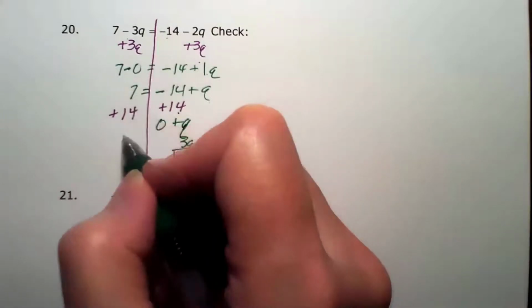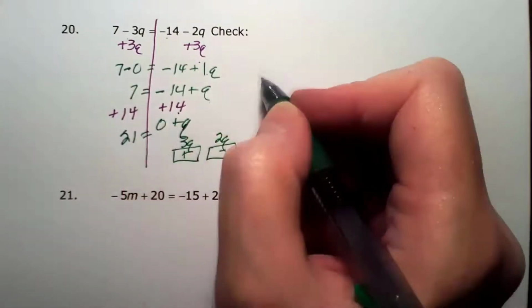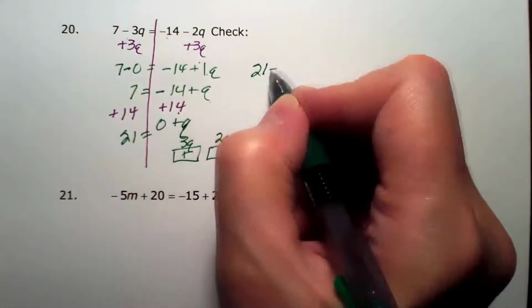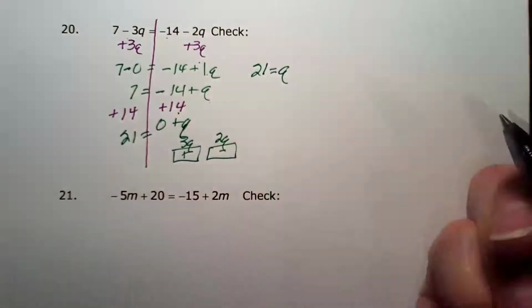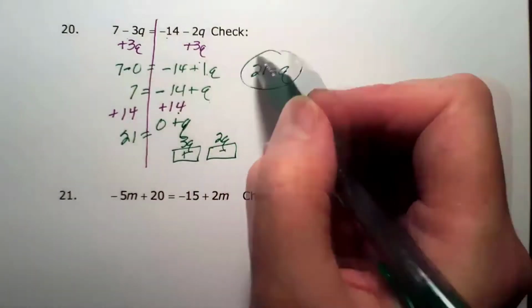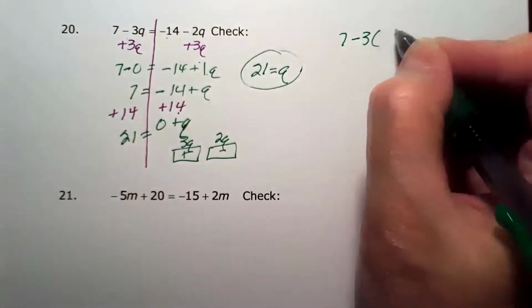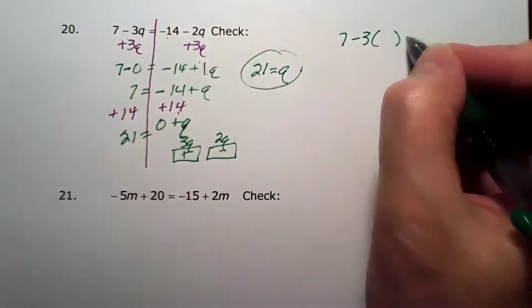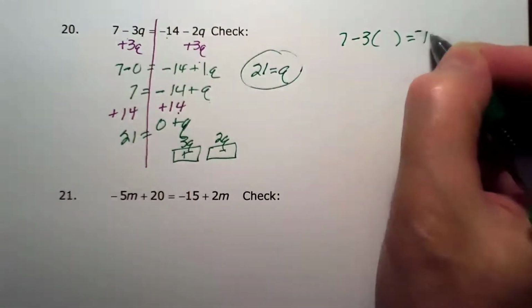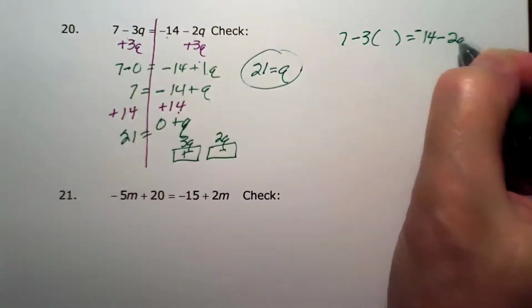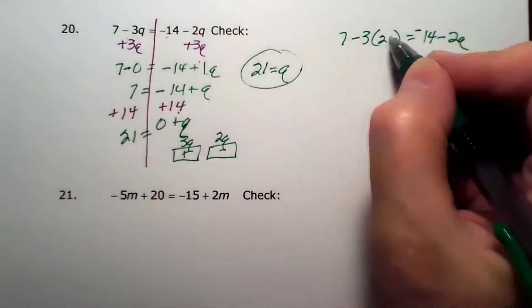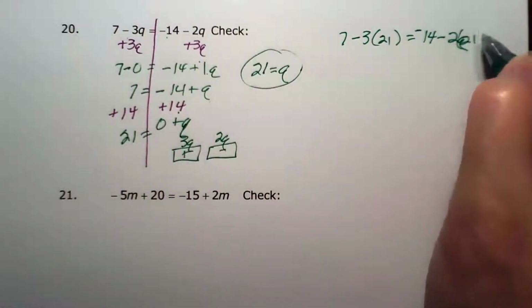7 plus 14 is 21. So I have 21 equals 0 plus q, which is just q. And that's my answer. If I go to check it, 7 minus 3q equals negative 14. Make sure I copy it correctly. Plug in 21 for, whoops, the variable in both places.